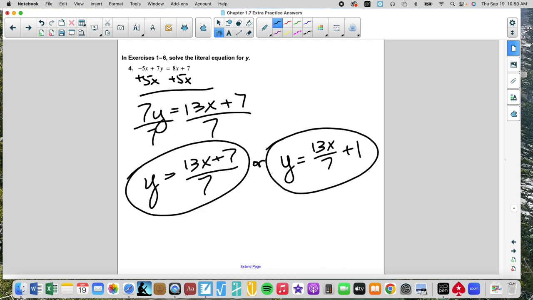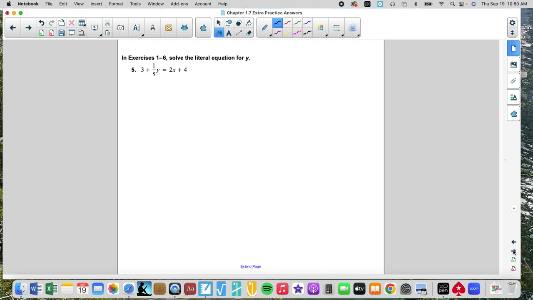Pick a solution, pick an answer, and commit to it. Don't give me ors or ands unless there's definitely two different solutions. As we talk about absolute values, you will have two solutions.